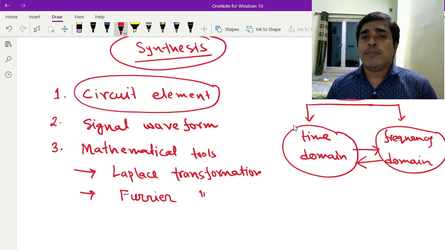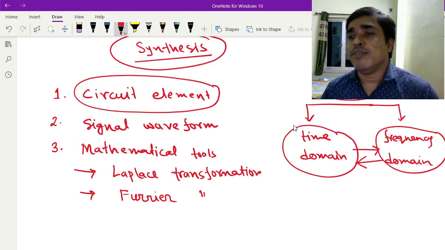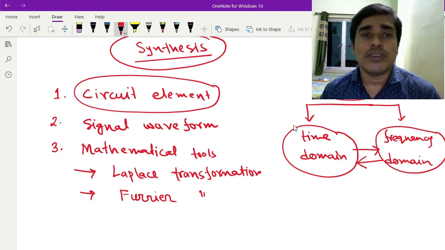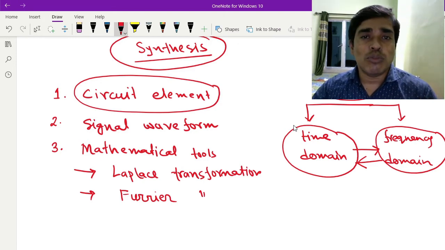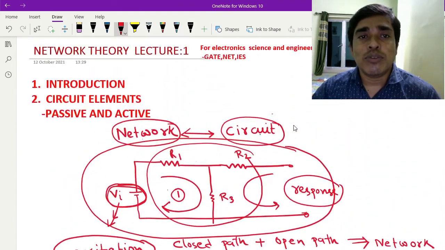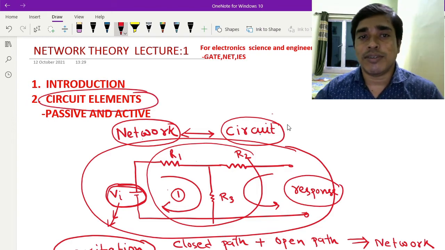Using these mathematical tools, we can transform a time domain function into a frequency domain function, or a frequency domain function into a time domain function. So these are the three things we have to know to study network theory. Today I will discuss only the circuit element. What is the circuit element?